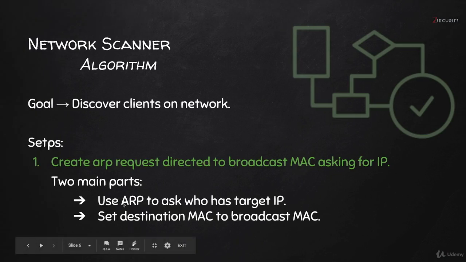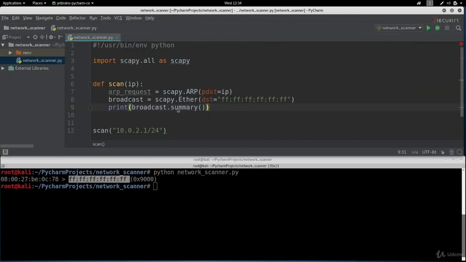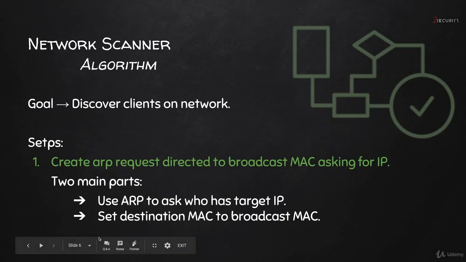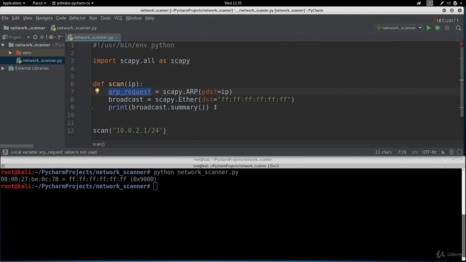Now, if we go back to our algorithm and look at the first step, we need to use ARP to ask who has a specific IP. And we already have that in our ARP request variable using the ARP class or the object from Scapy. And the next step is to set the destination MAC to the broadcast MAC. And again, we just implemented that. And the frame that does that is stored in the broadcast variable in here.